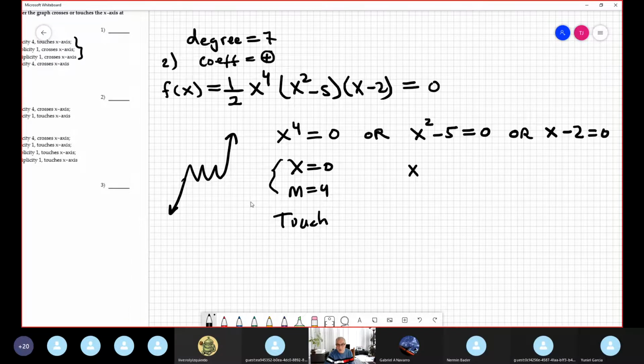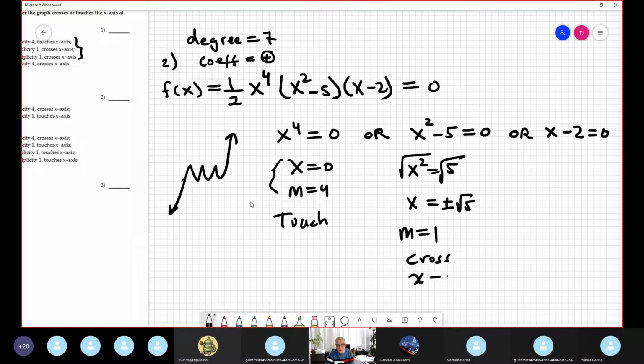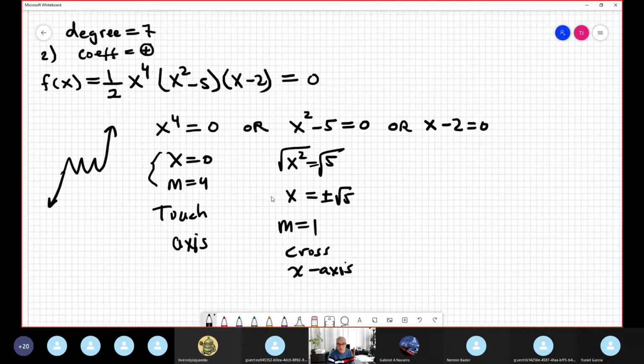In this case, similarly, x squared equals 5, take the square root of both sides, plus or minus radical 5. Actually, we have 2 solutions, but the multiplicity is 1 and so they cross. Cross what? The x-axis. We are talking about the x-axis. And we have a linear equation, x equal to 2, again multiplicity 1, cross the x-axis.